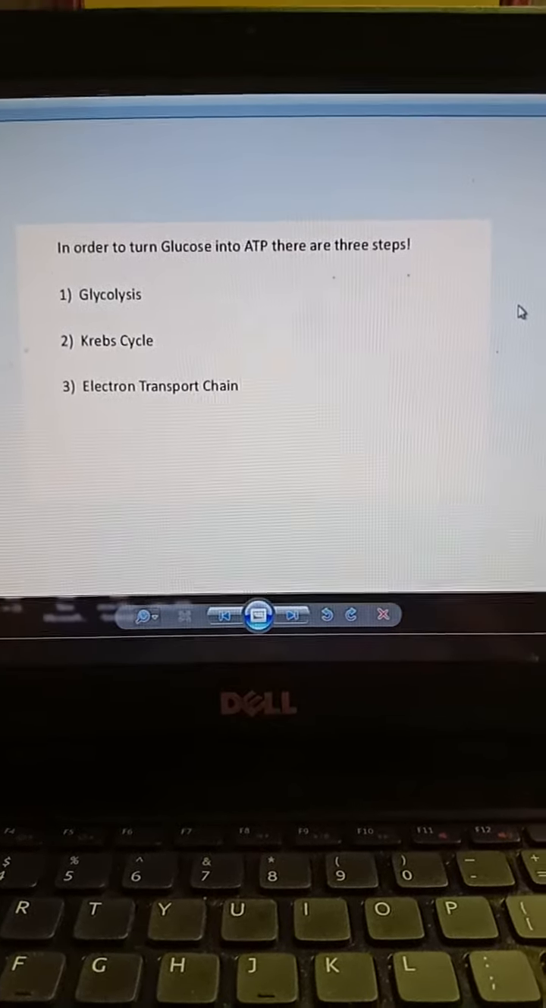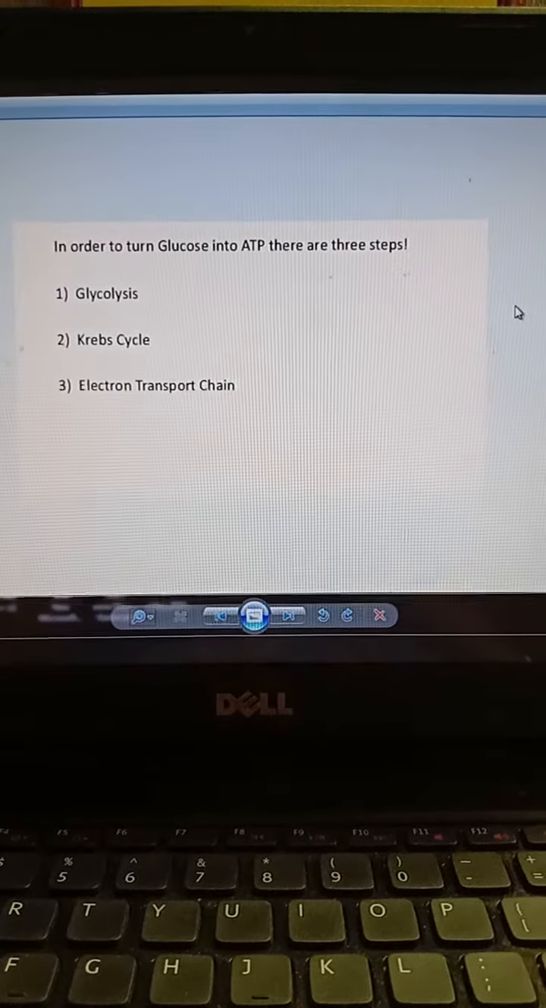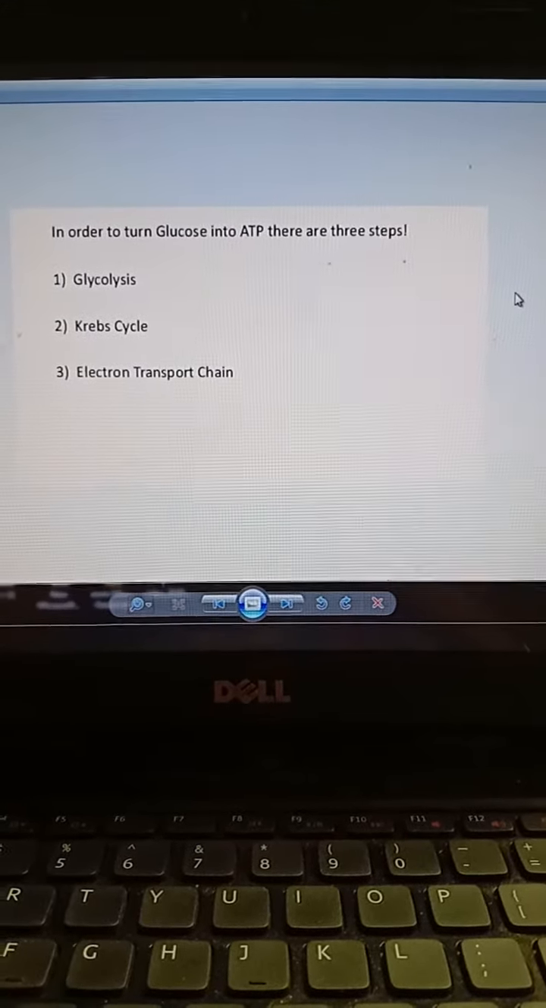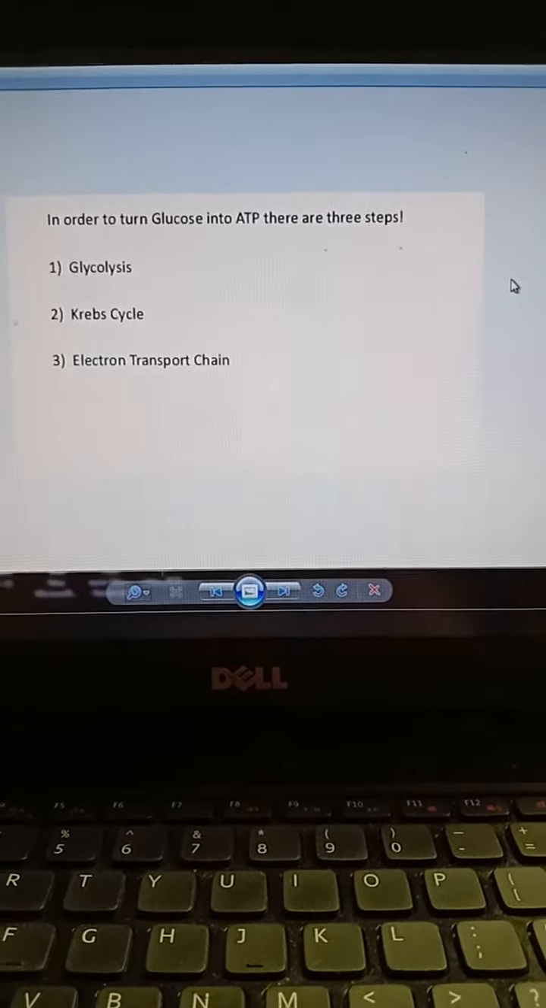Now, in order to turn glucose into ATP, there are three steps: glycolysis, Krebs cycle, and electron transport chain. These three cycles produce the maximum number of ATP.